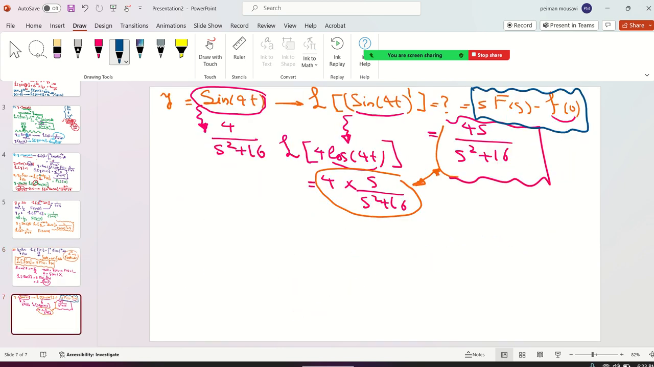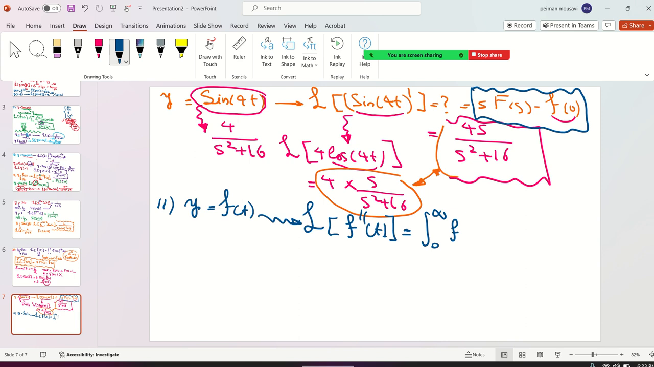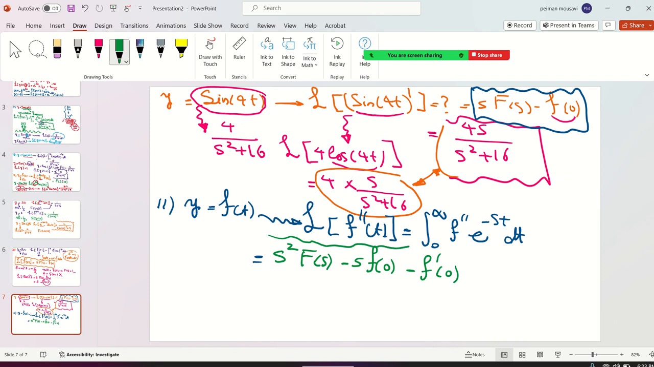Number 11. If you have a given function of time, the Laplace of the second time derivative means that you have to go part by part many times, at least 2 times, to find the solution. So the answer is s squared times the Laplace of the function, minus s times the initial value at time 0, minus the first time derivative at time 0. We're going to use it for electrical circuits, mechanical systems, and fluid systems eventually in this course.